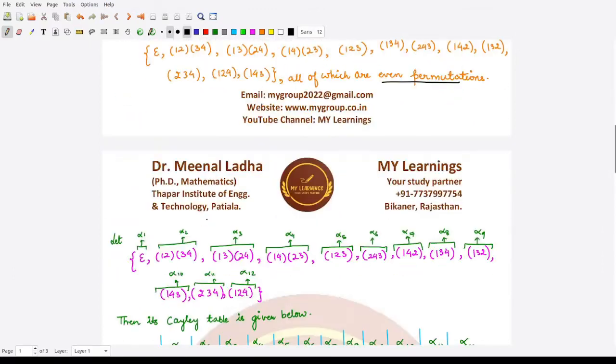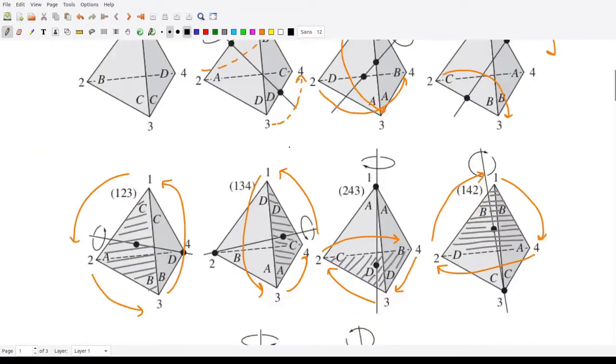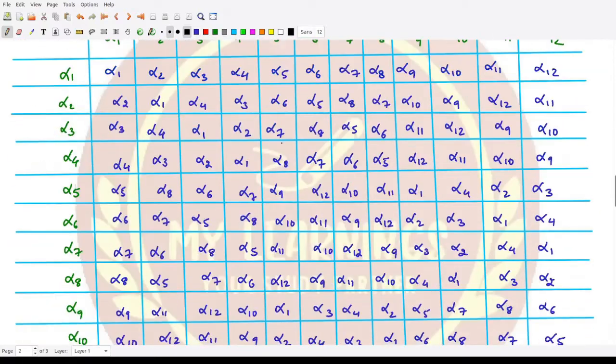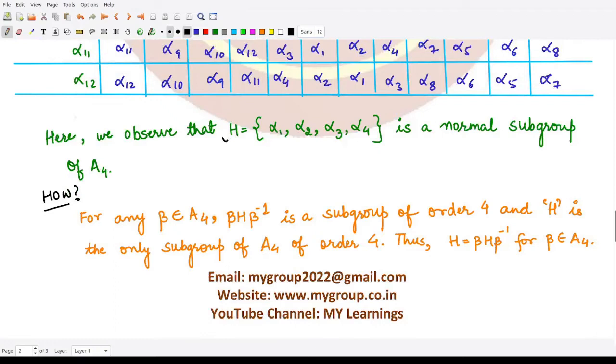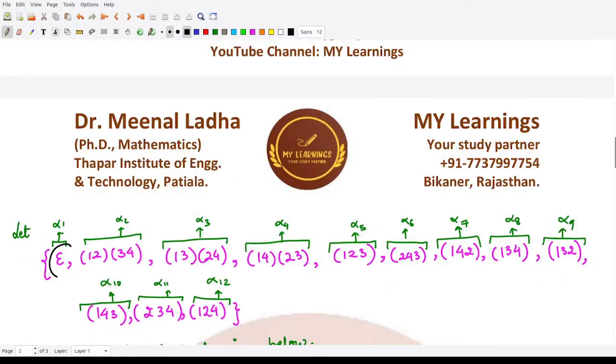Now looking at this Cayley table and this alternating group A4, what can we say about this result: a group with a unique subgroup of finite order is normal? Let's have a look. Here you can clearly see that we can construct a subgroup H consisting of alpha 1, alpha 2, alpha 3 and alpha 4. Alpha 1 is the identity. Now we claim that this is a normal subgroup of the group A4. How? Alpha 1 is this, alpha 2 is this, alpha 3 and alpha 4.